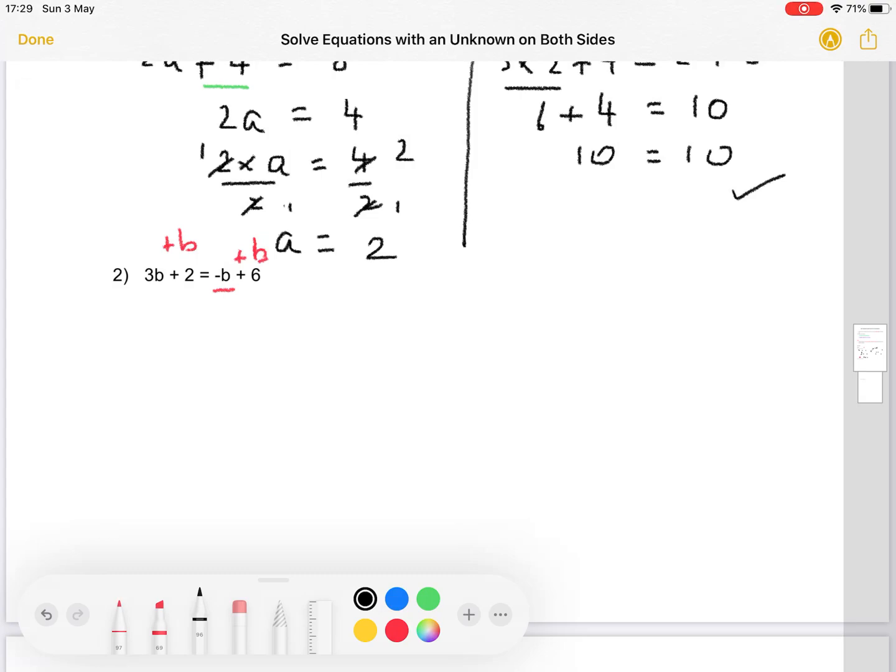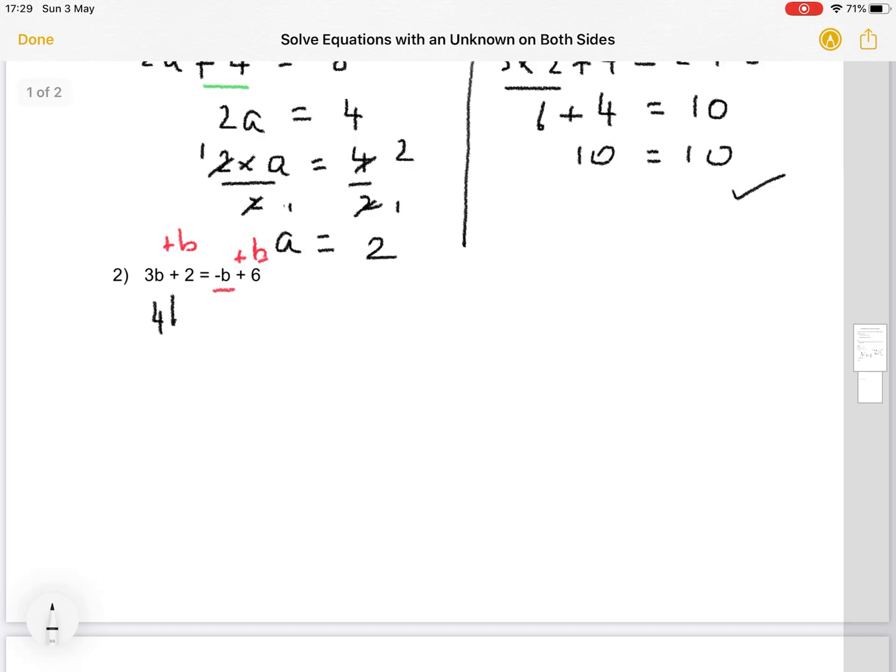Now, we end up with, on the left, 3b plus b, it's 4b, plus 2 is equal to 6. Now, that is an equation which is similar to yesterday's lesson. 4b plus 2 is equal to 6. Now, we need to organize further. We have the letter term on the left-hand side, but we must bring the number terms on the right-hand side.